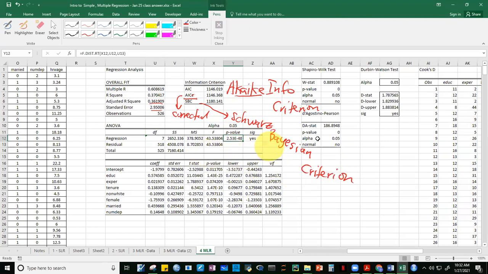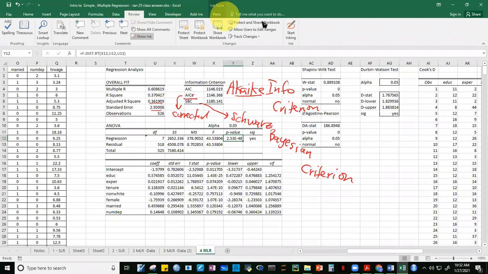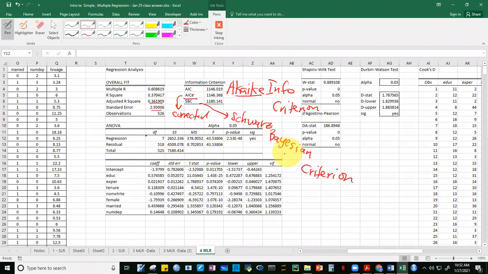Okay. So what's our null hypothesis here dito sa ANOVA natin? What is our null hypothesis? So our null hypothesis for our ANOVA is beta 0 is equal to beta 1 is equal to beta 2 hanggang beta 7 is equal to 0. Okay? So that's our null hypothesis. Lahat ng mga parameters natin, including the intercept, beta 0, beta 1, beta 2 hanggang beta 7 is equal to 0.